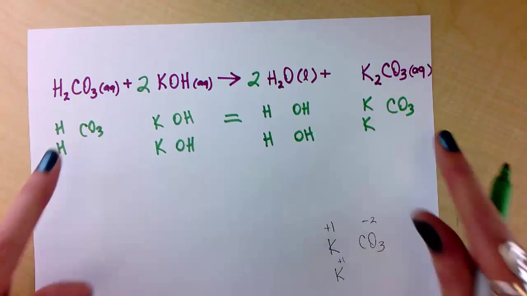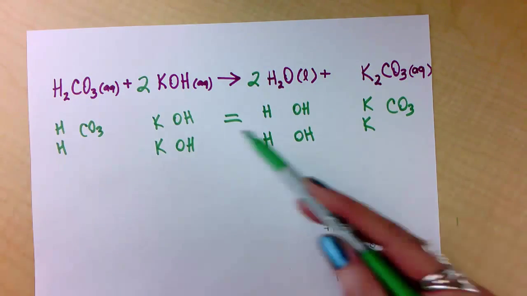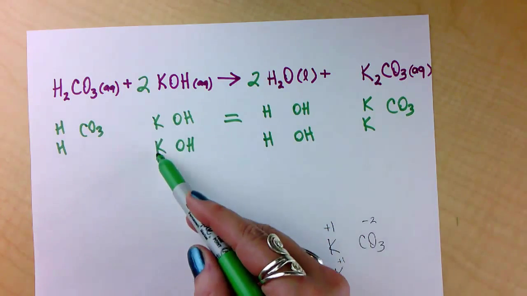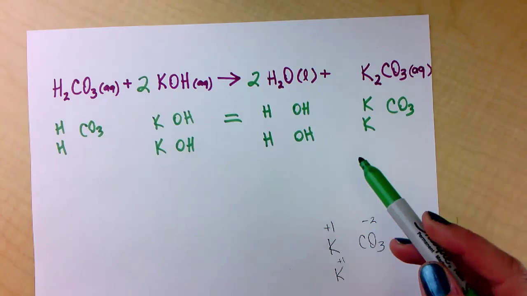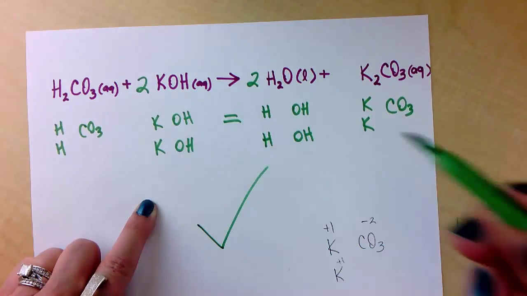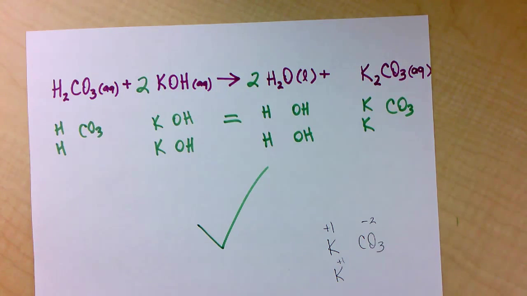This looks balanced. Let's double check. Two hydrogens, one carbonate, two potassiums, two hydroxides, two hydroxides. I believe we have correctly written and balanced this acid-base reaction. Good job.